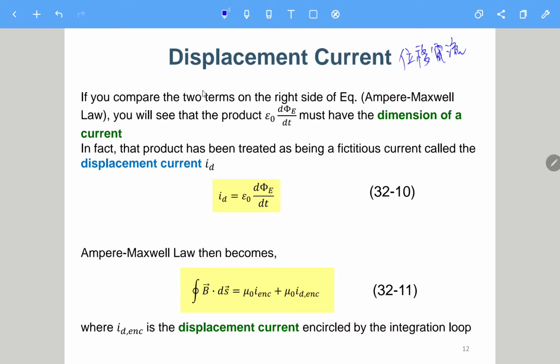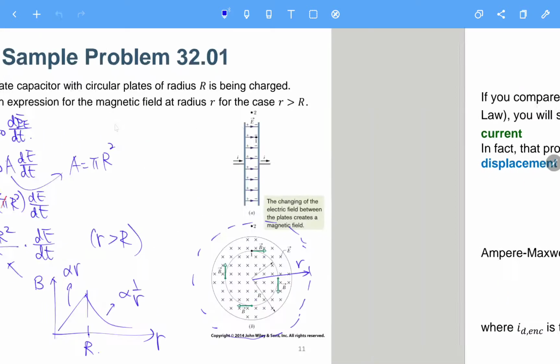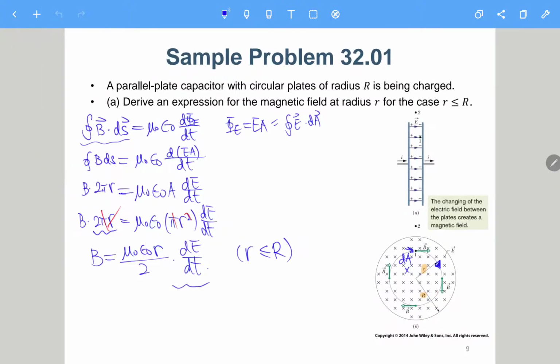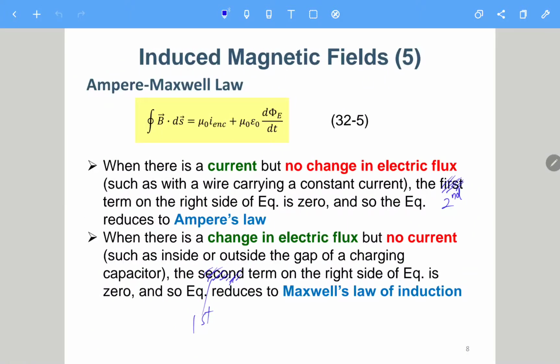Okay, so here it says if you compare the two terms on the right side of the Ampere-Maxwell equation, you will see that the product epsilon naught times d phi e dt must have the dimension of a current. So let me go back a bit to show you what it mentioned.